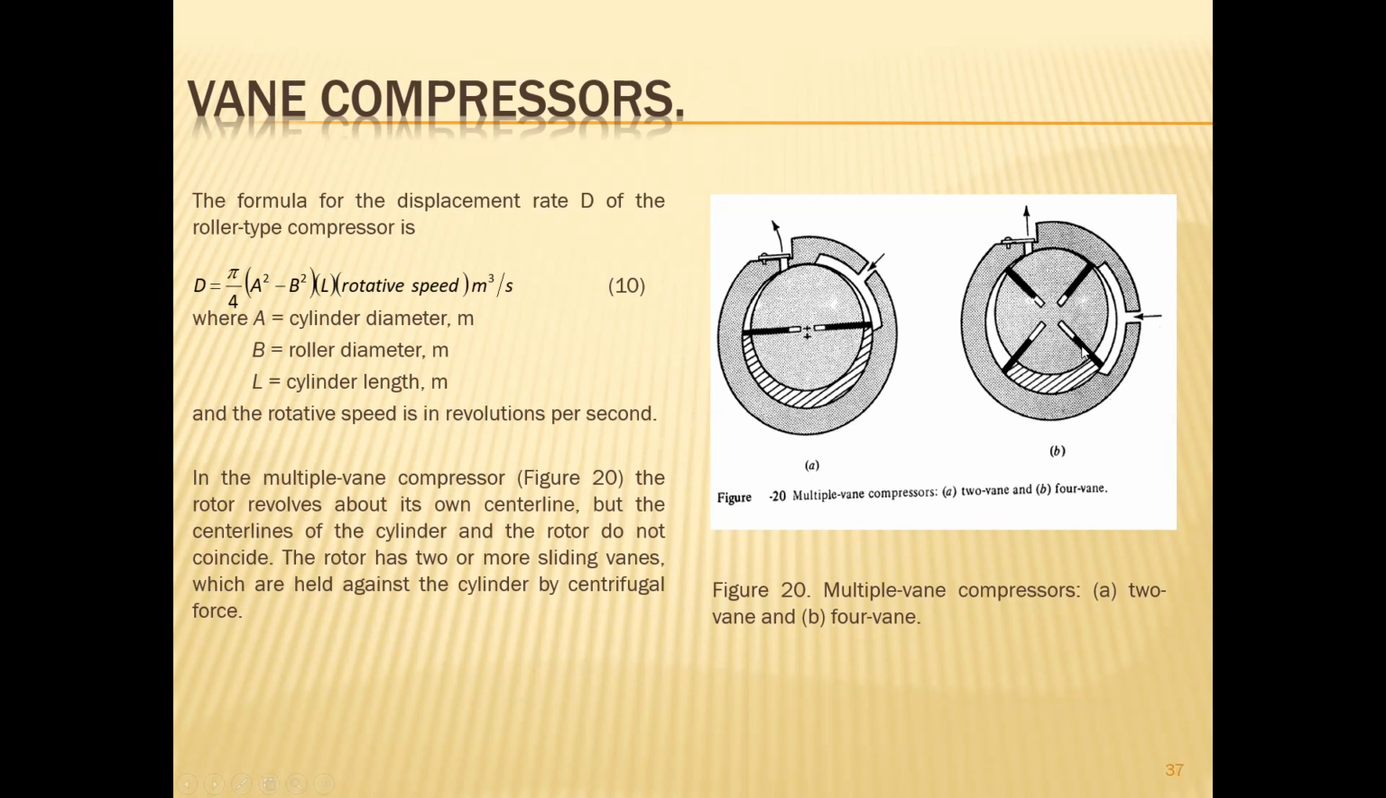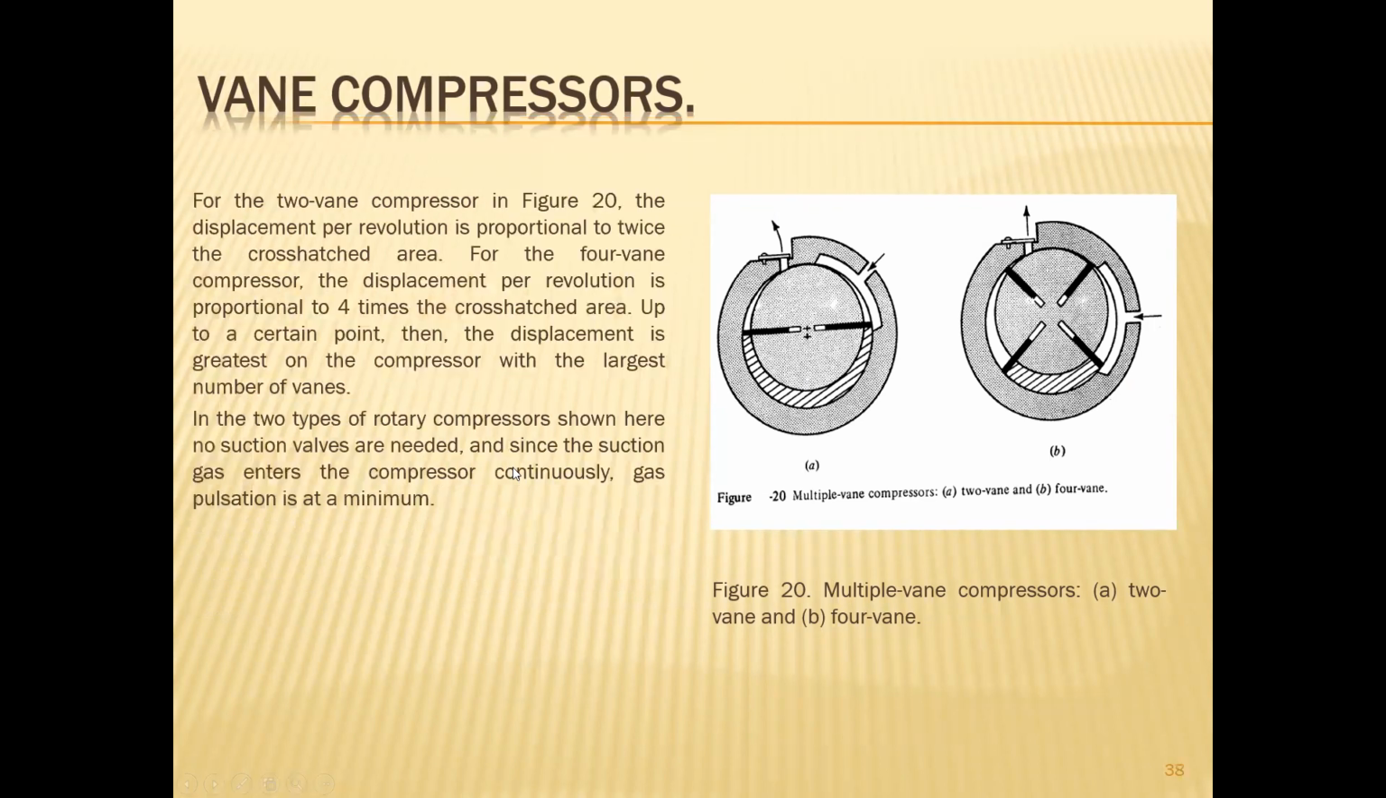So the 2 vanes and 4 vanes. For the 2 vane compressor in figure 20, the displacement per revolution is proportional to twice the cross-hatch area. For the 4 vane compressor, the displacement per revolution is proportional to 4 times the cross-hatch area. Up to a certain point, the displacement is greatest on the compressor with the largest number of vanes.